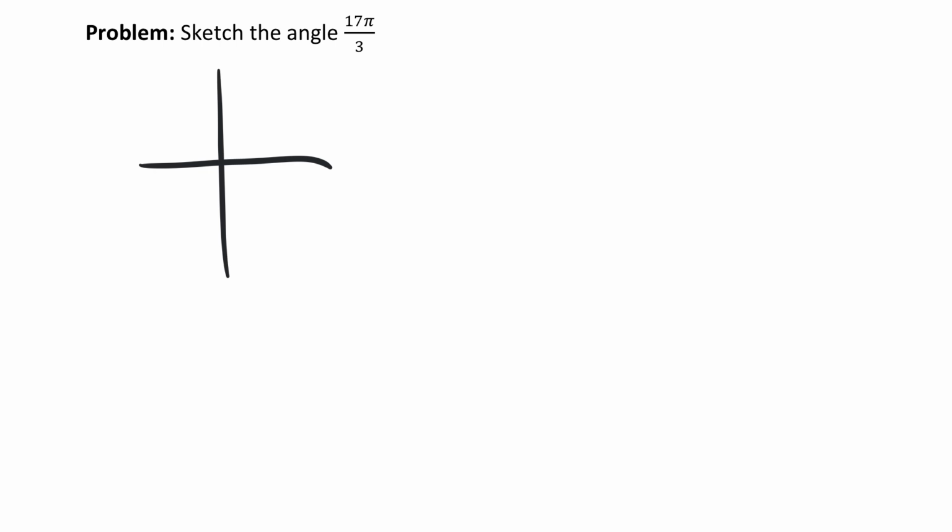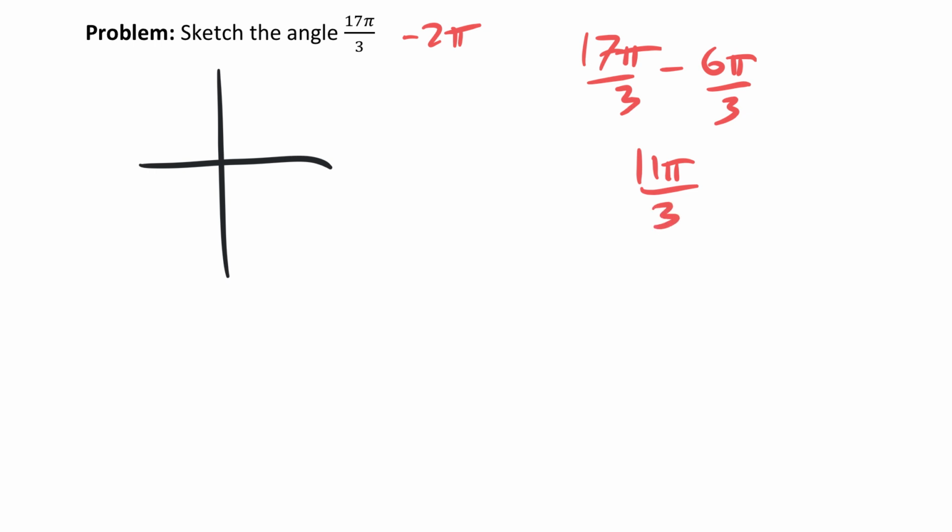And so how much is 17 pi over 3? Just like before, we need to subtract off copies of 2 pi to get the principal angle. Now we have to do some fraction work here. So this is going to be 17 pi over 3 minus 6 pi over 3. That's 11 pi over 3. Oh, that's not quite there. We need to get a number between 0 and 2 pi. So our principal angle should somewhere be between 0 and 2 pi.